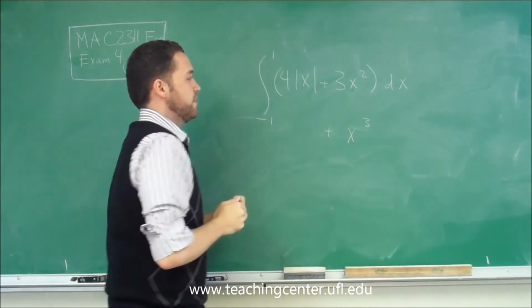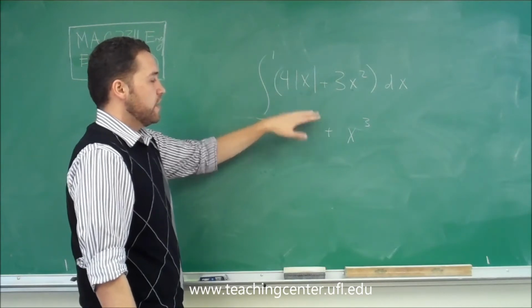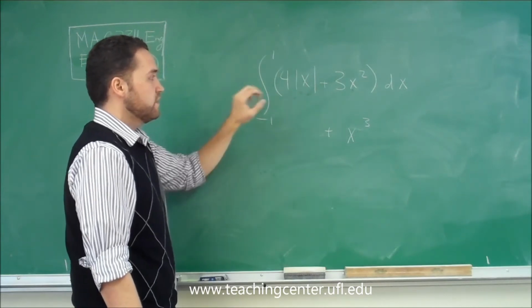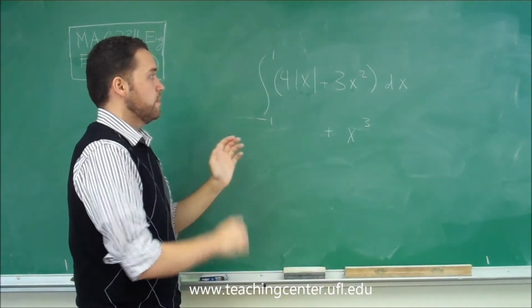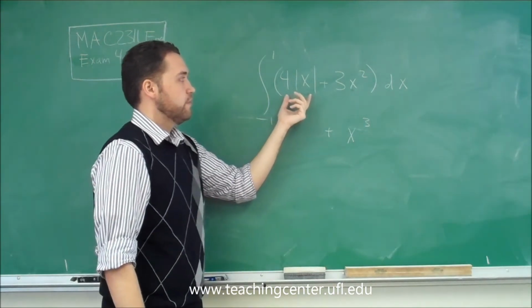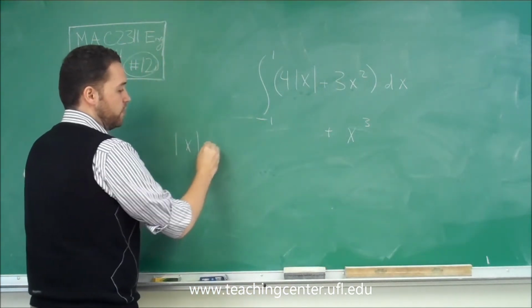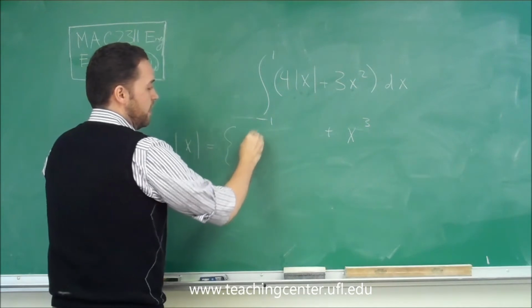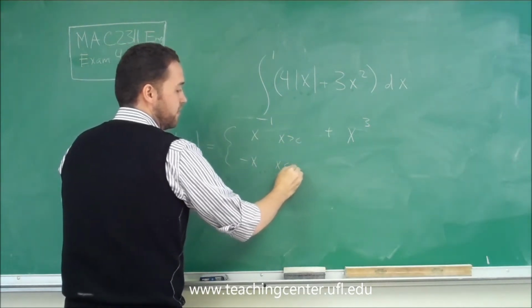However, this part is something a little bit different, because we have 4 absolute value of x. So there's a couple of different ways of dealing with this. You could take the integral if you wanted to, but you need to separate the integral into 2 parts, because we'd be breaking this into a piecewise function. We know that absolute value of x is going to be the same as x and negative x, when x is greater than 0 and when x is less than 0.